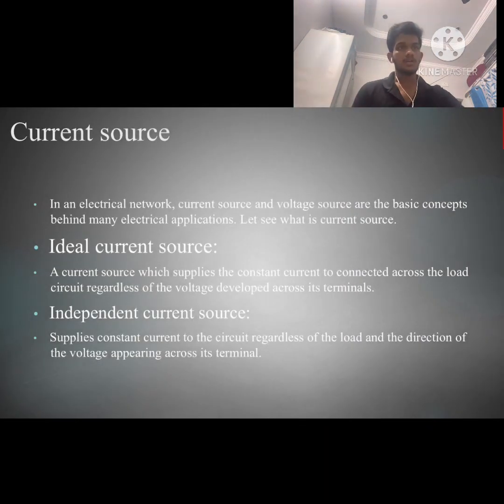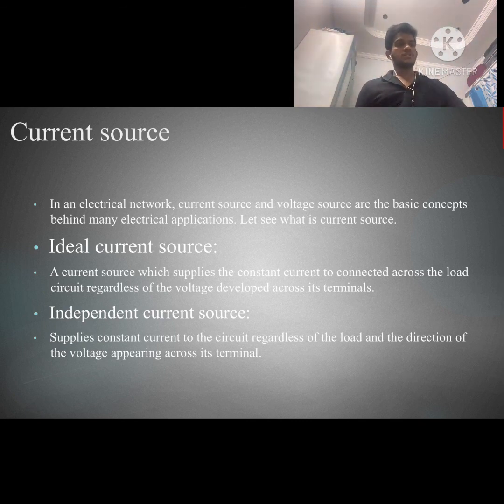Current source. In an electric network, current source and voltage source are the basic concepts behind many electrical applications. Let's see what a current source is. Ideal current source and independent current source. A current source supplies constant current to the connected load circuit regardless of the voltage developed across its terminals. An independent current source supplies constant current to the circuit regardless of the load and the direction of the voltage appearing across its terminals.